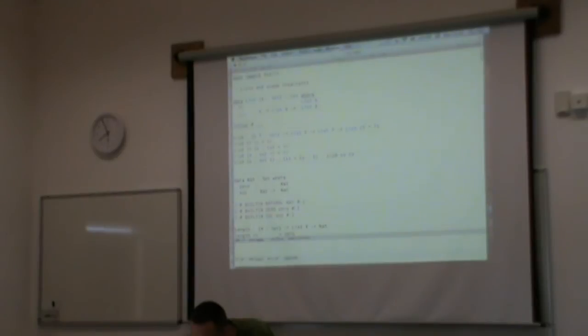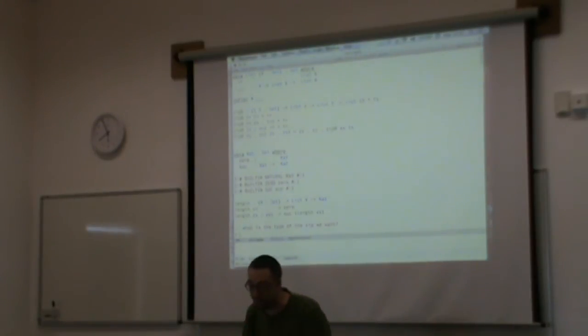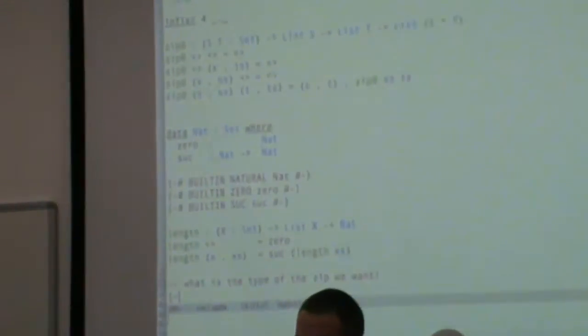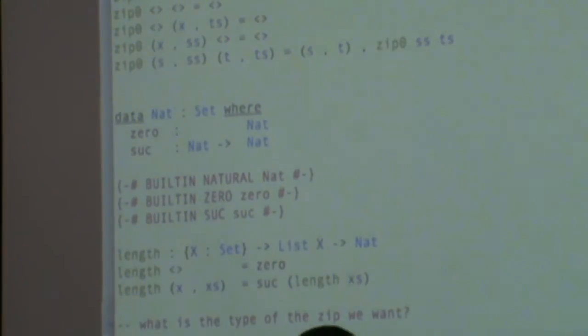So, let me try this much. Okay, so here's something I prepared earlier. It's the definition of the natural numbers and the length function that measures lists.